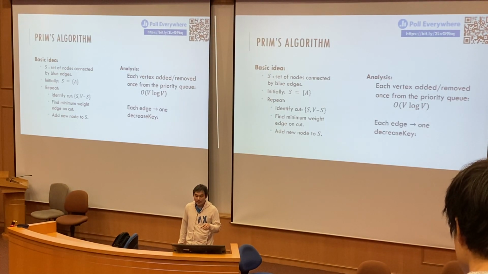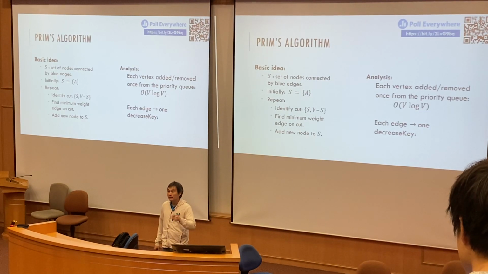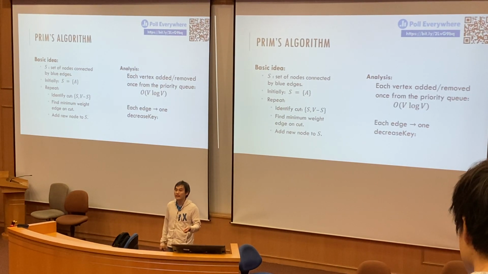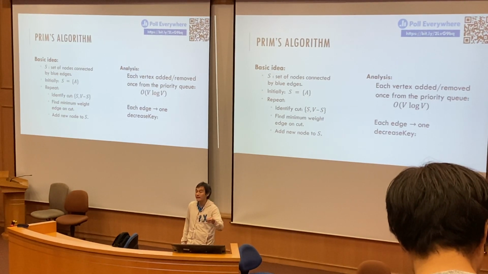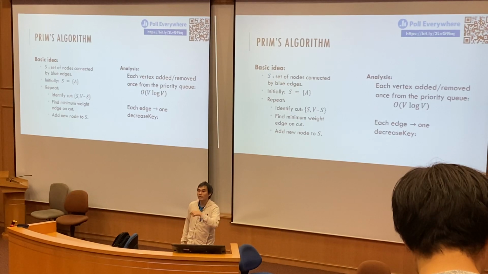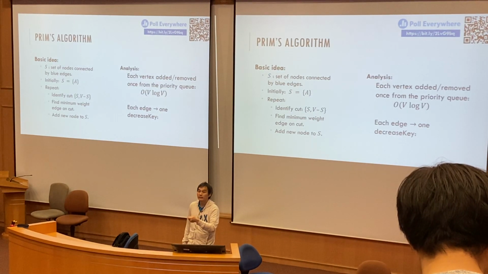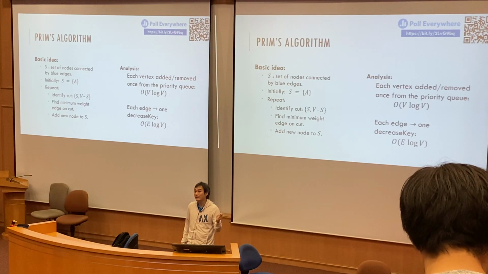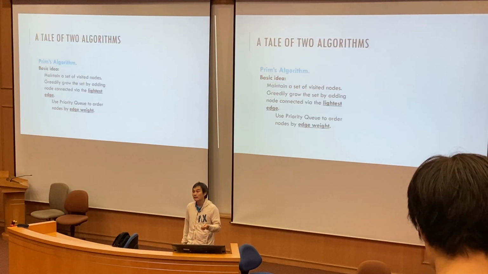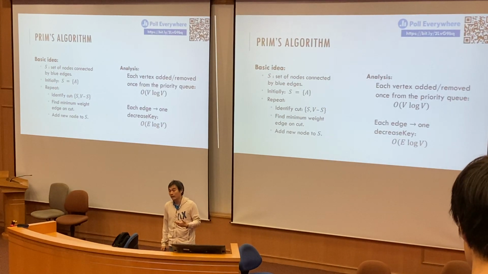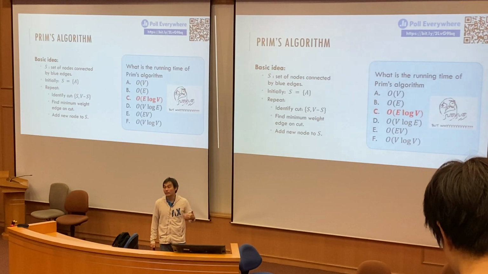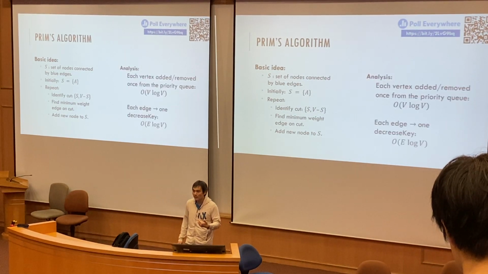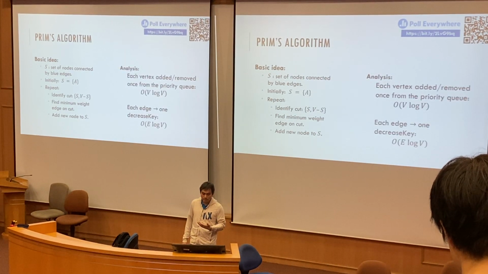But each edge that you examine can cause a decrease key. Remember that we were looking at the nodes in there. How many nodes do you have in a priority queue at worst? V. So for each edge, you cause one decrease key, that's E times log V. So in total, you get E log V. So the answer to this one is E log V.